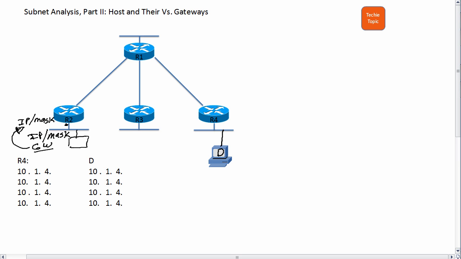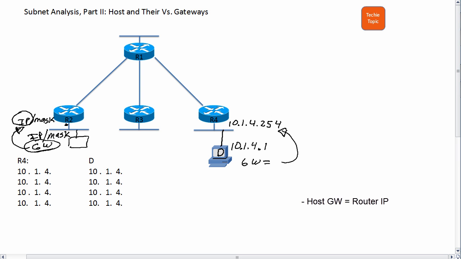So the first and simplest thing to think about when thinking about the hosts and their gateways is to make sure that the host gateway setting is actually equal to the IP address really used by the router in this case. For instance, if I give host D on the bottom right an address of 10.1.4.1, and we give router 4's LAN interface 10.1.4.254, D's gateway setting ought to point to that 4.254 address that we see up next to router 4. Easy to check if the information is there.